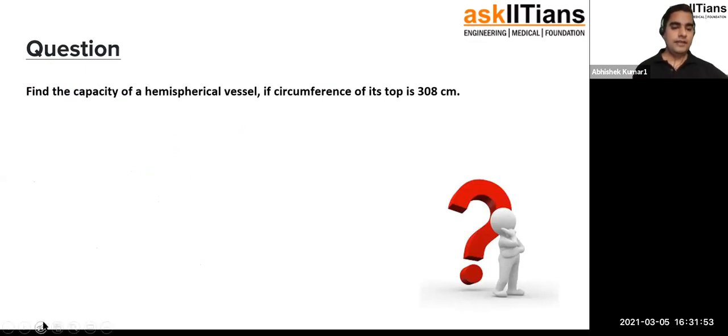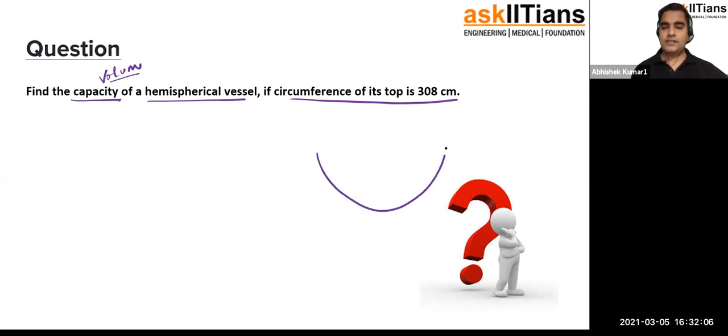So now what do we have? We have one more problem. Let us see. It says find the capacity. That means we have to calculate its volume of a hemispherical vessel if the circumference of the top is 308 centimeter. So let us understand what it is. Let's say this is the hemispherical vessel you have.